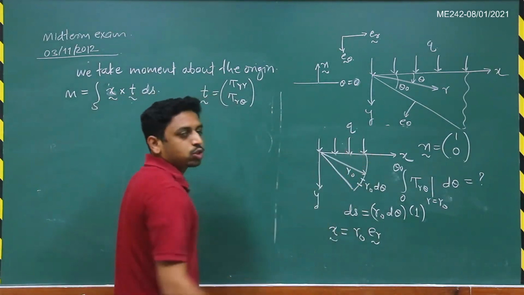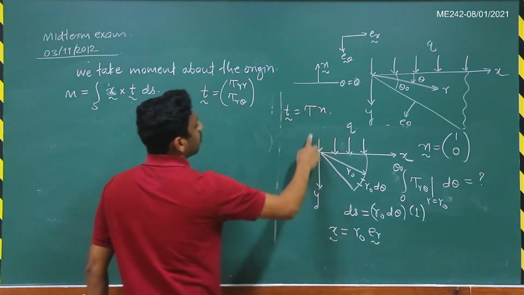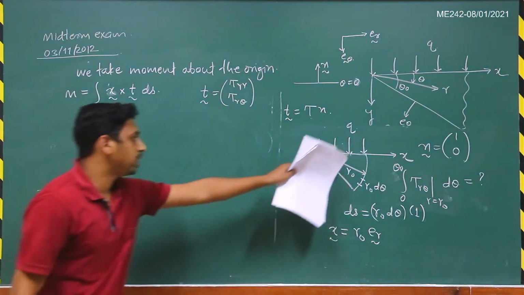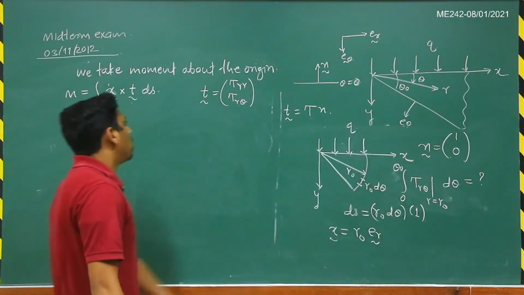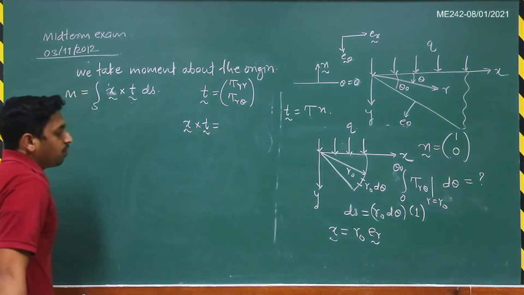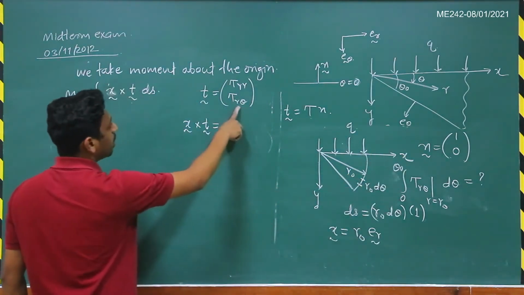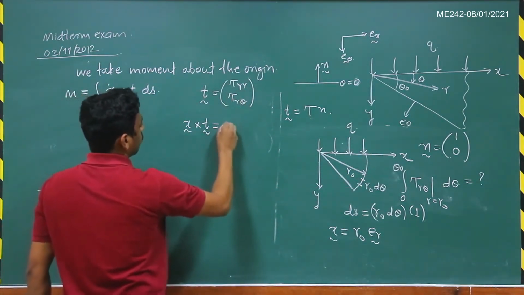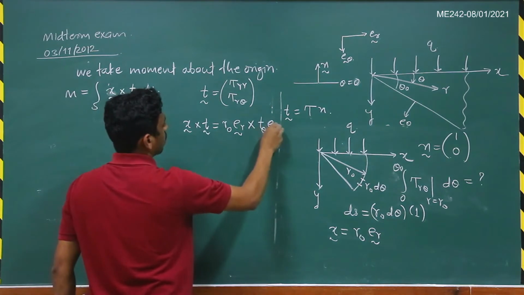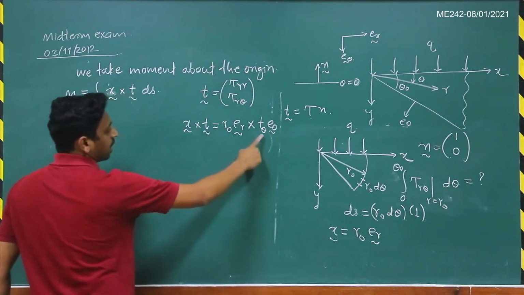So if we again use this Cauchy relation, tau t equals tau n, from this we will get this traction to be tau r and tau r theta on this particular surface r equals r naught. Now if we do this x cross t, the only contribution will come from er cross e theta. So this will be contributing, this will not be contributing. So we get r naught t theta e theta. So this is the position vector on this particular surface, and this is the traction contributing.